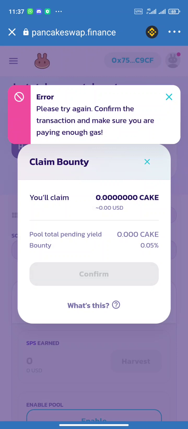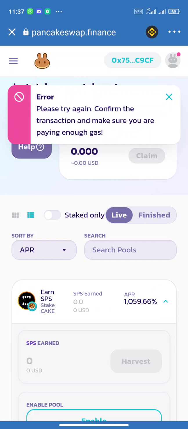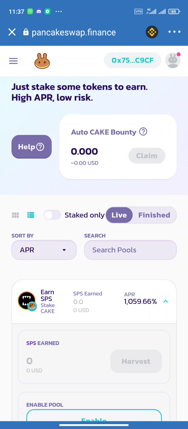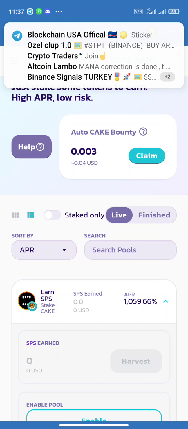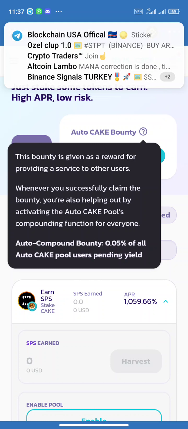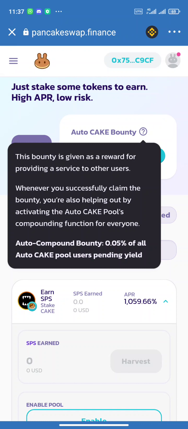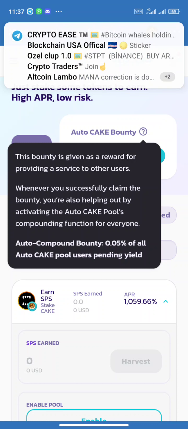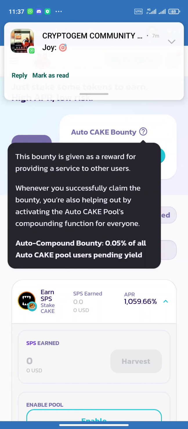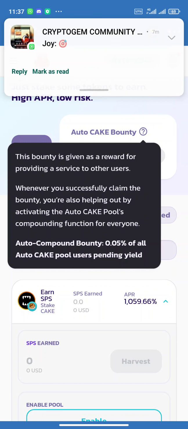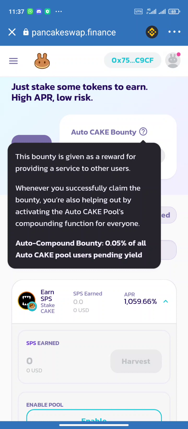Now, see what happened here. There's a bounty. This bounty is given as a reward for providing service to other users. Whenever you successfully claim the bounty, you also help out by activating the auto cake pool's companion function for everyone. So this is like free cake given to you. So you can always be coming here to check if you have free bounties, and you keep claiming and claiming.